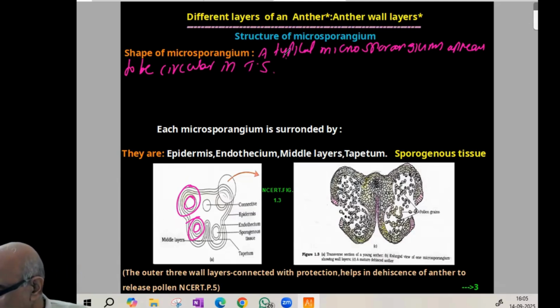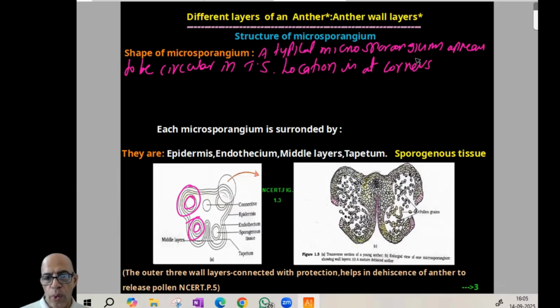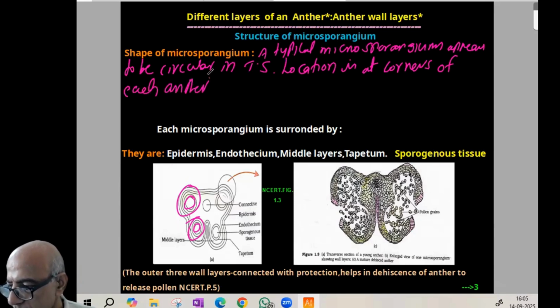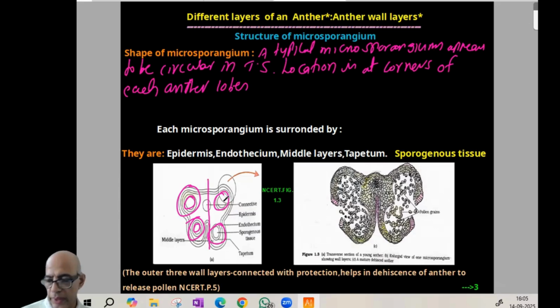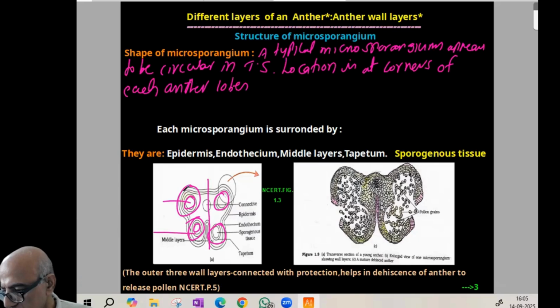And where is it located? Location is at the corners of each anther lobe. See, this is a corner, this is a corner. Each anther has 2 lobes. Each lobe has 2 microsporangia. These are wall layers. So total 2 into 2, 4 microsporangia, 2 in each lobe.